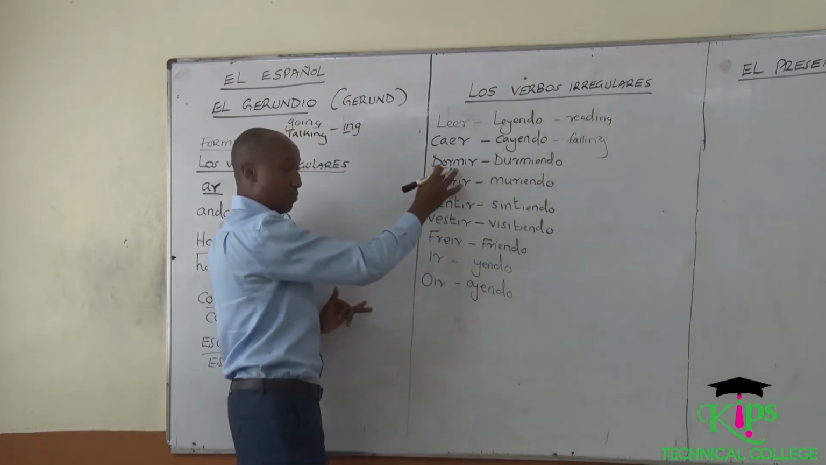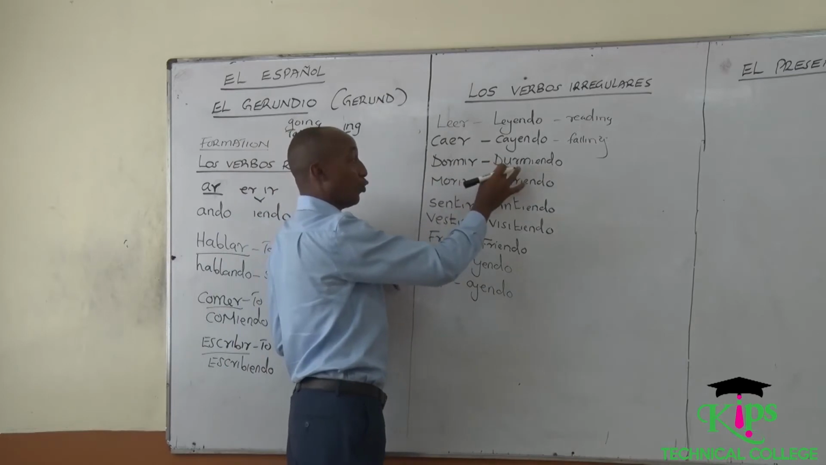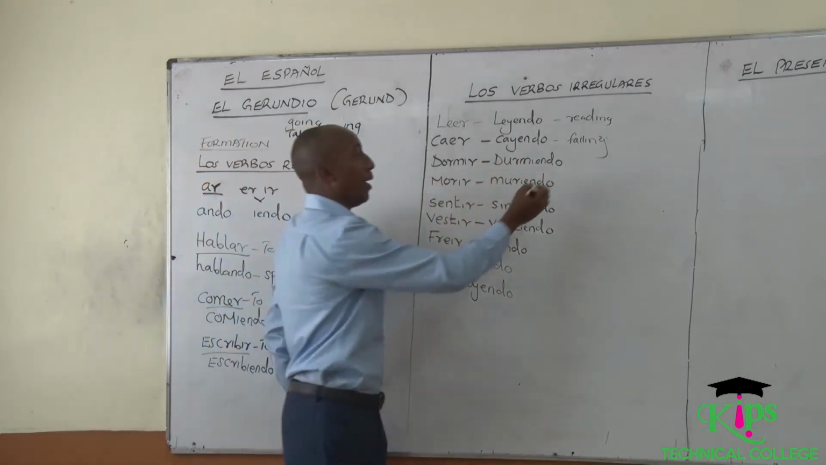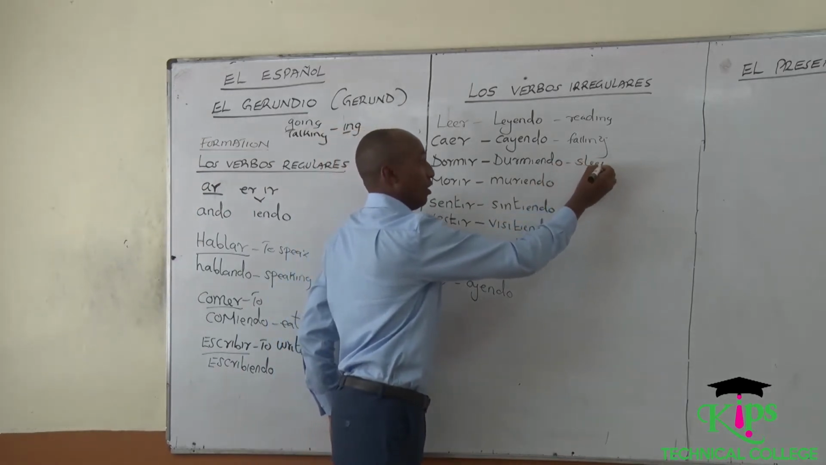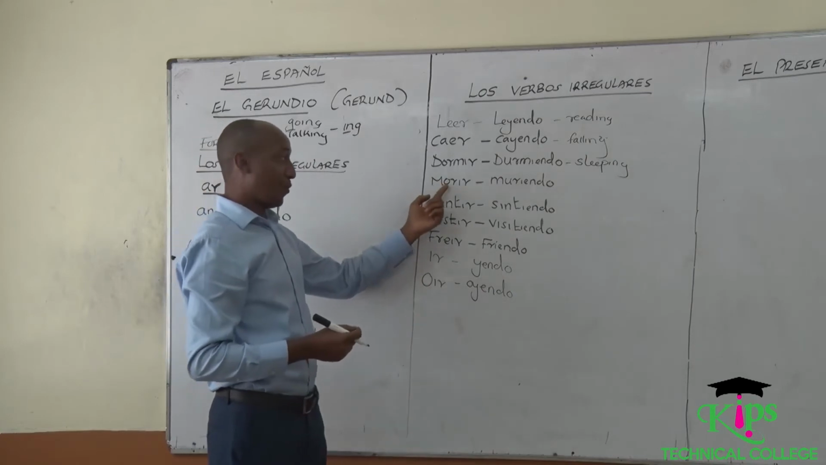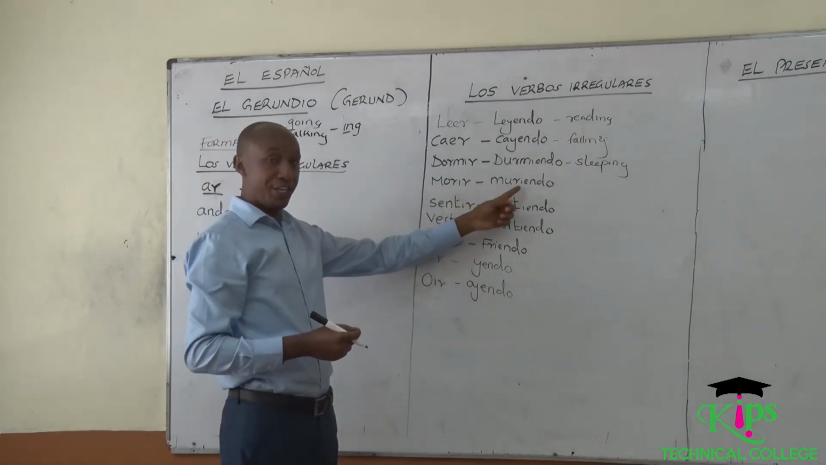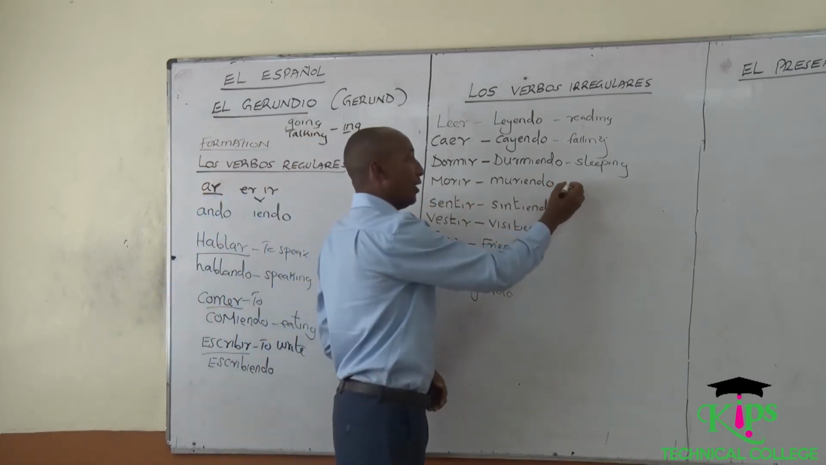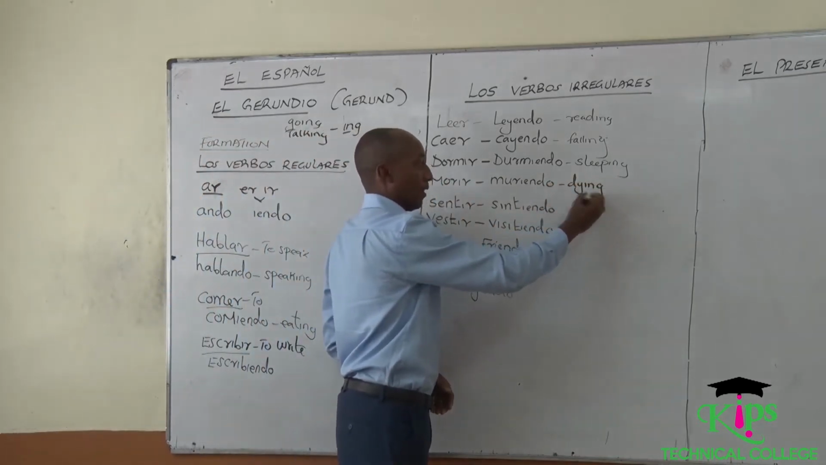Then we have dormir changing to durmiendo. So my O changes to U. Therefore, my verb qualifies to become irregular because of that small change, remember? Then we have morir, and we have muriendo. The change is very small from O to U. What is muriendo? This is dying.